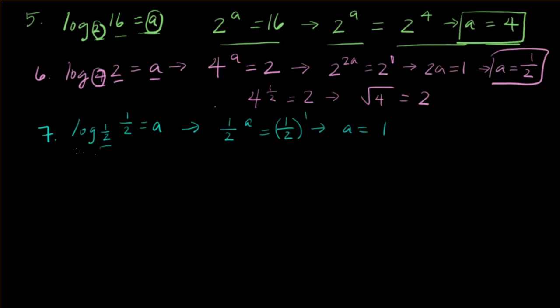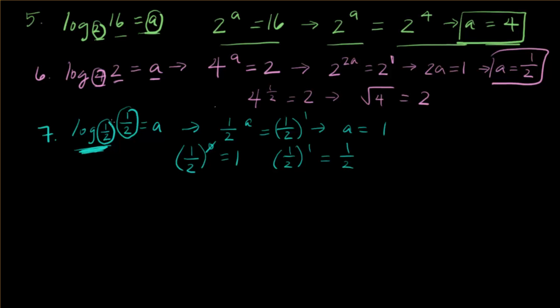Now anything with the base and this number the same, anything is going to be 1. Because if you think in your head, what do I need to raise 1/2 by to get 1/2? If I do raise 1/2 by 0, I get 1. So that's not the right answer. How about 1/2 to the 1? It's going to equal itself.